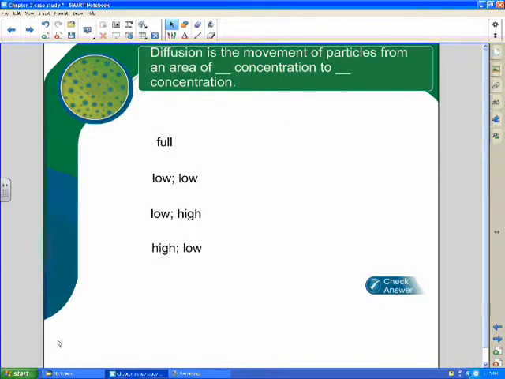So diffusion is the movement of particles from an area of high concentration to low concentration. So in the case of diffusion, it's always moving from an area of high concentration to an area of low concentration.